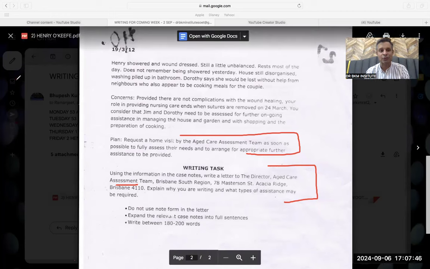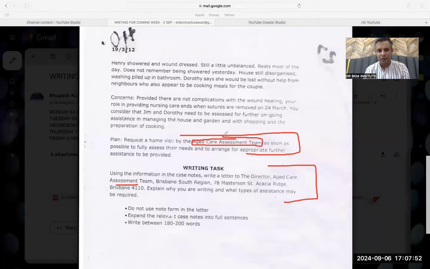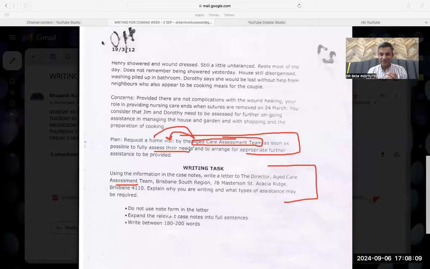That is what OET is all about: understanding to whom you are writing the letter. So I'm writing the letter to the aged care assessment team. My plan is also to request this team to pay a home visit to the client as soon as possible to assess their needs. I will tell the team, that is why you are an assessment team, you need to assess these people, their needs, and to arrange appropriate further assistance that these people need.